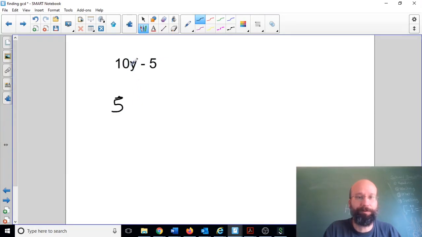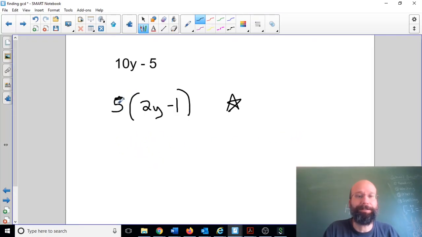And then since there's only one of them that has the y, we can't do anything with the variable. So all we can do is divide. Again, our GCF is 5, so we can divide: 10y divided by 5 is 2y, and then negative 5 divided by 5 is negative 1. So this would be our answer.